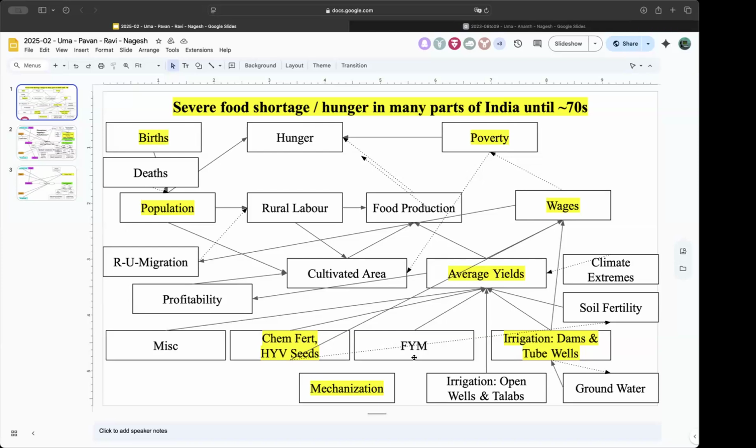Yeah. Poverty. Does poverty have any influence on cultivated area? I don't know. But somebody suggested wages and poverty. Obviously, there is a relation, but somebody objected. So we wanted to remember all those questioning points, right? Anyway, all this we'll discuss next week.